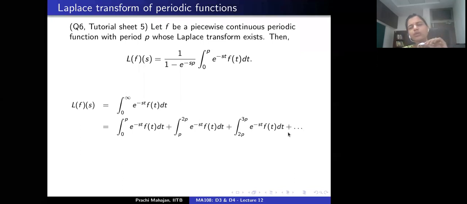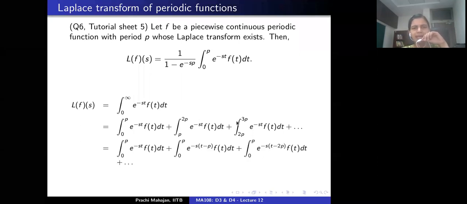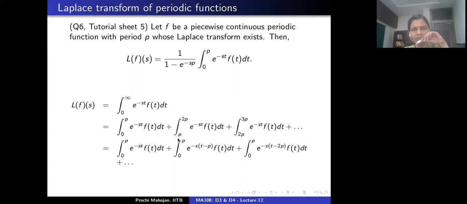Now I'm going to use the fact that f is periodic with period p. The first integral, I'm going to write as it is. For the second integral, I'm going to make a change of coordinates. I'm going to introduce a new variable, replacing t by t minus p, and use the periodicity of f so that I get the following integrand, and the limits of the integration are changed. Is that okay?